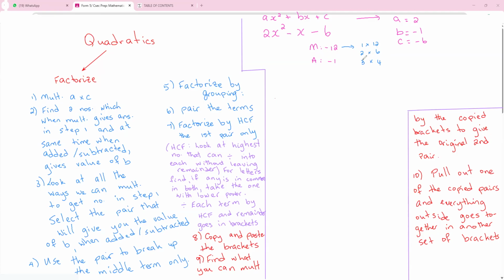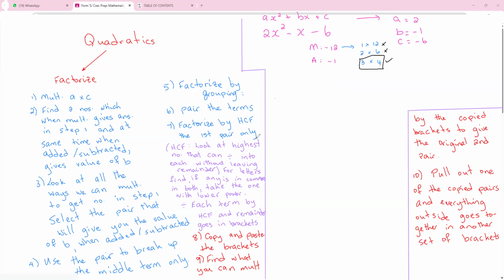And you select the pair that if you add or subtract, it will give you negative 1. So 12, add or subtract 1 will not give me negative 1. 6, add or subtract 2 will not give me that. But 4, there's a possibility if I minus 3, I could get 1. So you're going to select the pair.